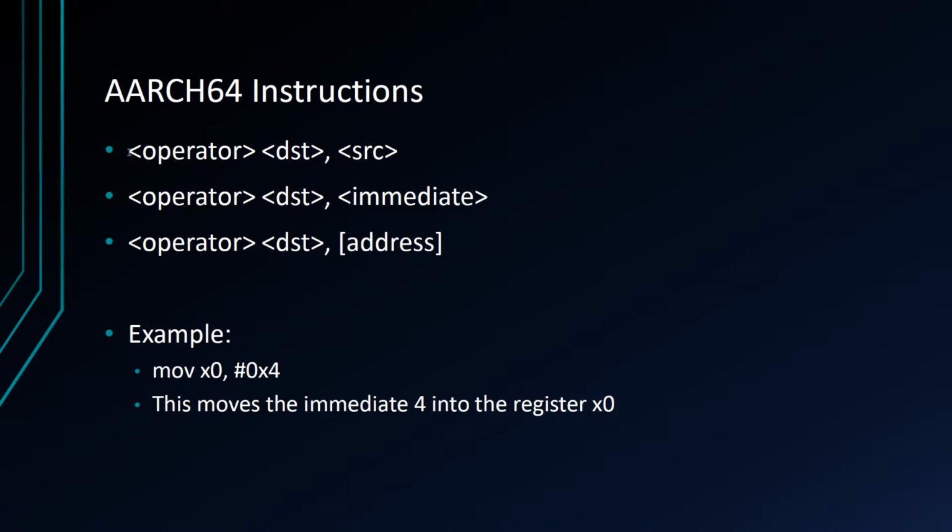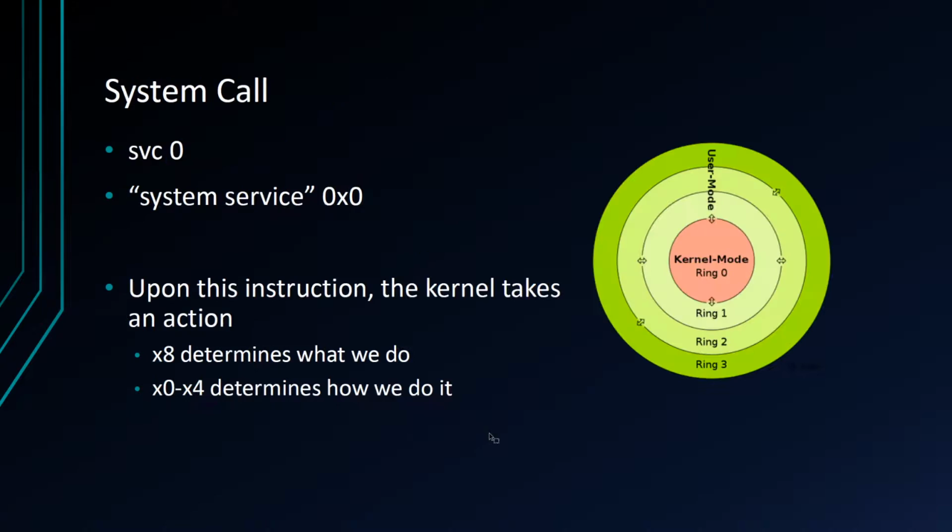To do an assembly instruction, you have your operator, you have your destination, and you have your source. So for example, to move the value 4 into X0, the instruction is mov into X0 the hexadecimal value 4. Pretty straightforward.